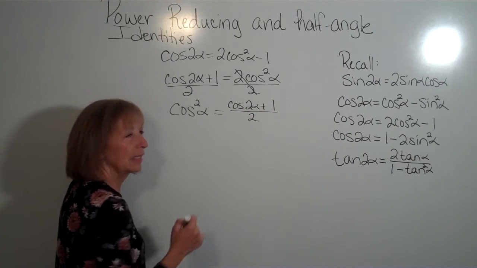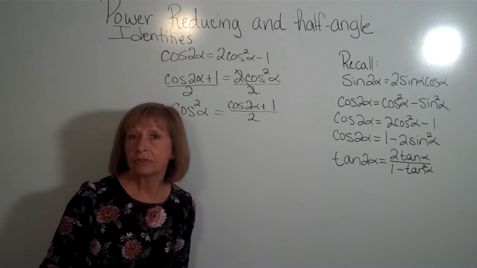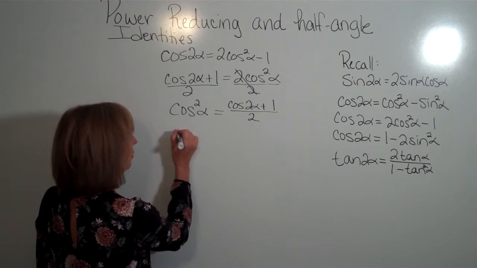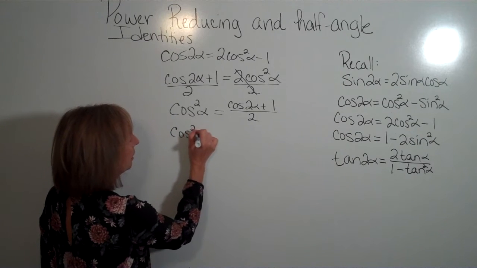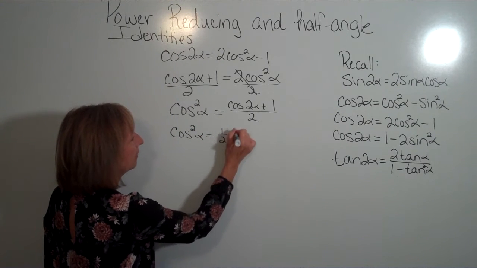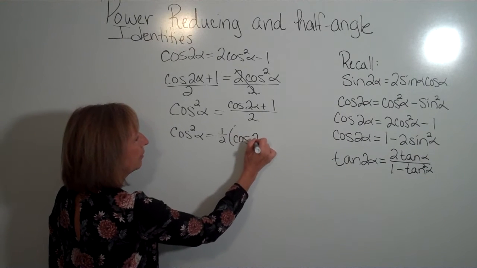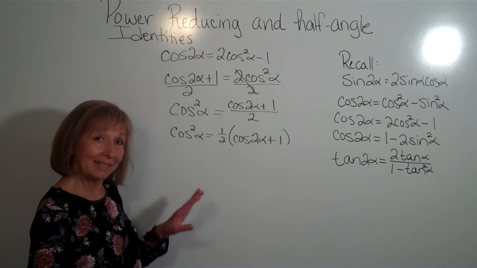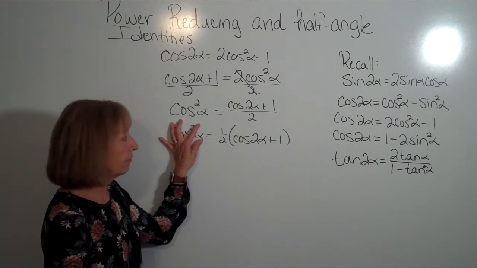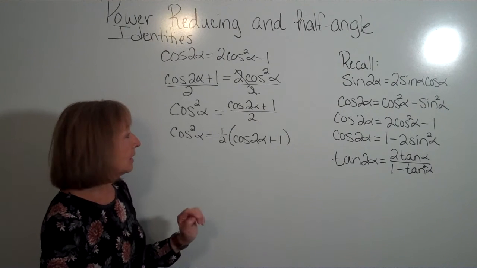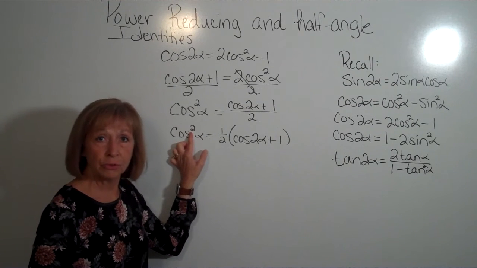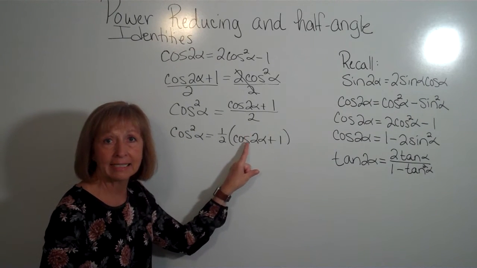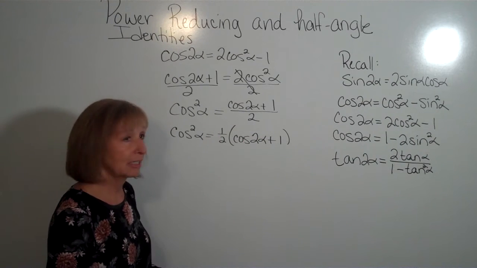And actually, that all over 2, the division by 2, could be written as 1/2 times the expression. So another way to write it would be cosine squared alpha is equal to 1/2 times the cosine of 2 alpha plus 1. So what this does, if I take out the cosine squared alpha and replace it with that, it takes me down from a power of 2 on my trig function to a power of 1 on my trig function acting on the double angle with the rest of the expression.